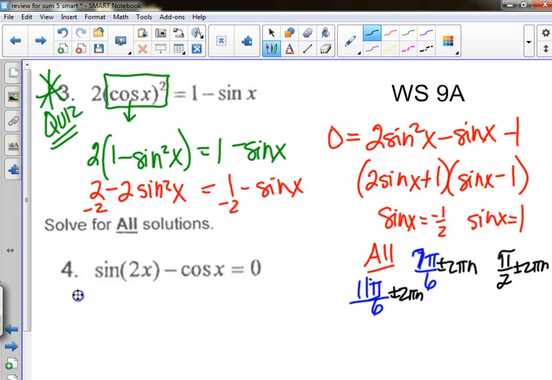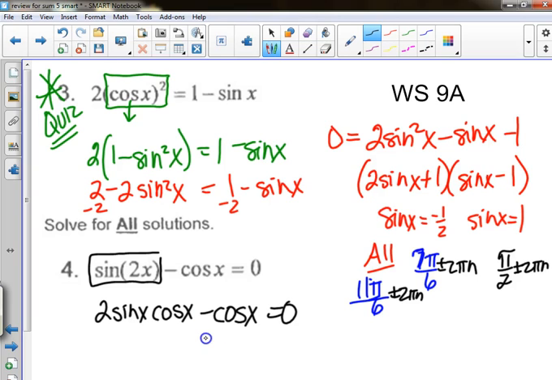Number 4. Great question. Might be on there. What is this? 2 sine x cosine of x minus cosine of x equals 0. Then what? Cosine of x times 2 sine of x minus 1 equals 0. Can I stop there and assume you could finish it? Okay.